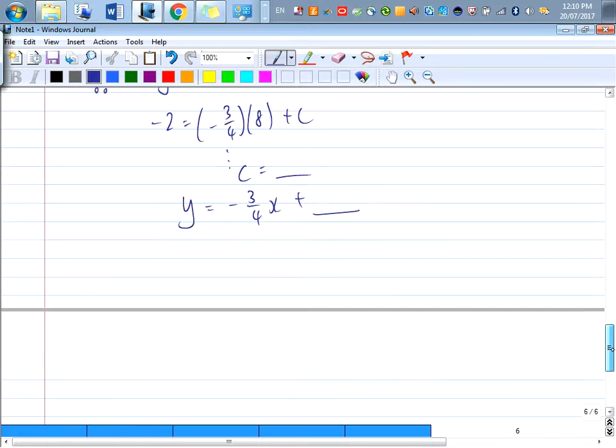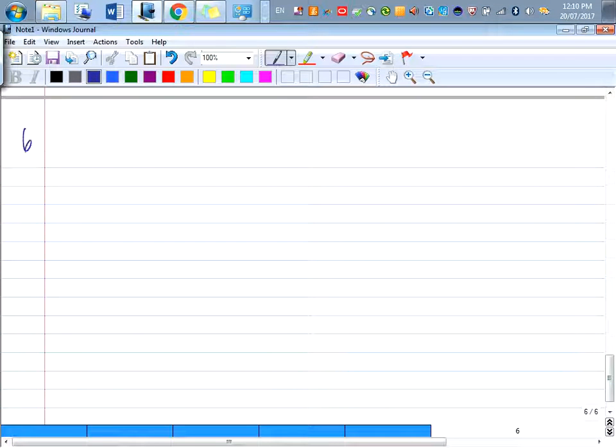Okay, next one is on question 6C. Calculate the length of the handrail.